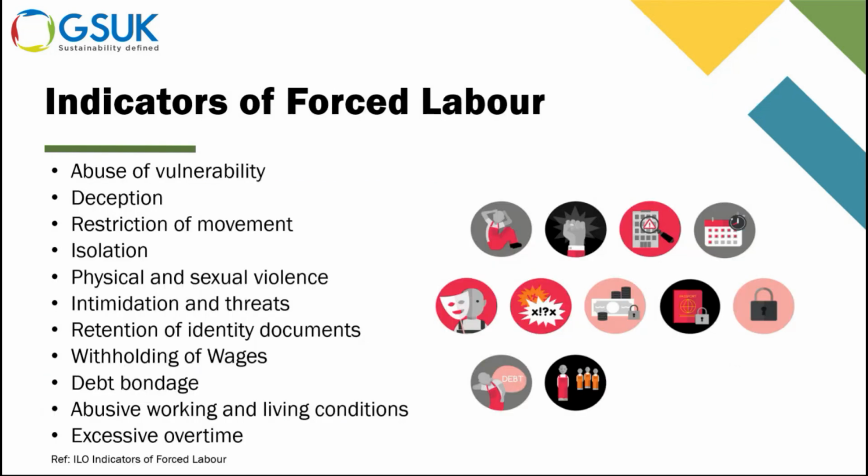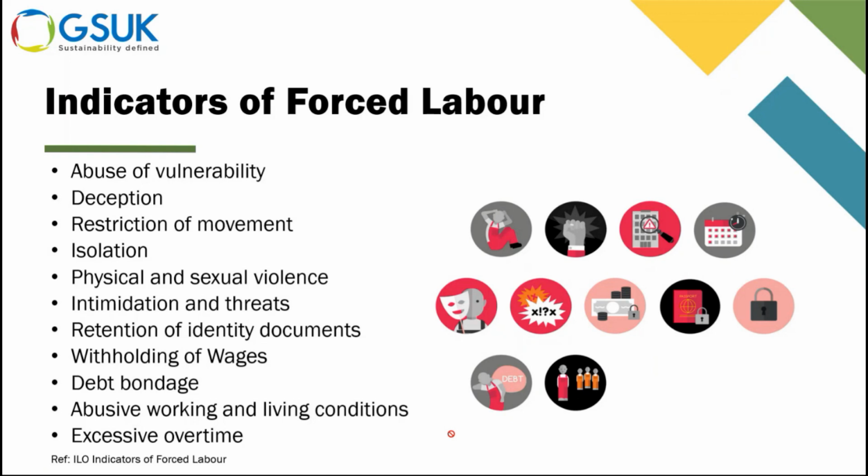So the ILO has come up with indicators. As we saw the definition of forced labor, the ILO has come up with certain indicators of what constitutes forced labor. Some of the things we have seen are abuse of vulnerability. For example, if people are illiterate and not in a position to know the conditions of work, and they are taken for a job and exploited, that becomes an indicator.